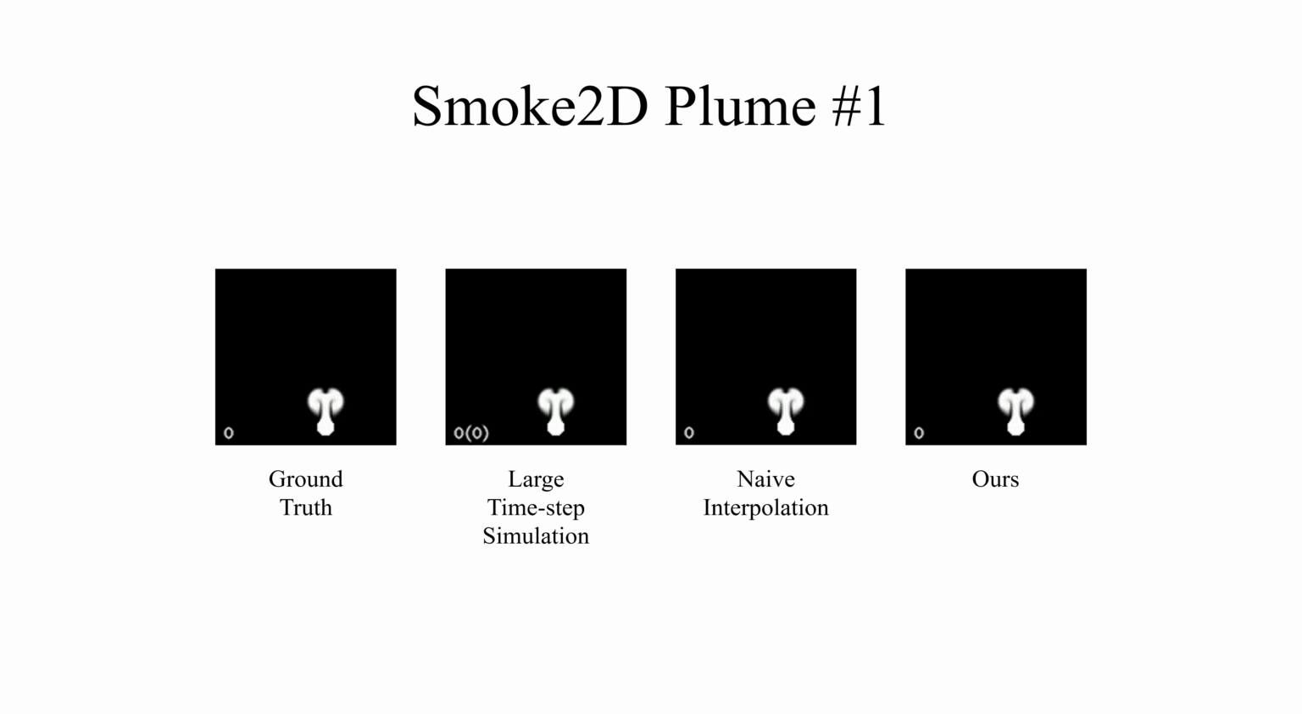The following are the experimental results. The number in each video indicates the frame index. The first video is the small time step simulation, which is the ground truth. The second one is the large time step simulation, where the time step is 8 times larger than the ground truth. The number in the parenthesis indicates the corresponding frame index of the target simulation.